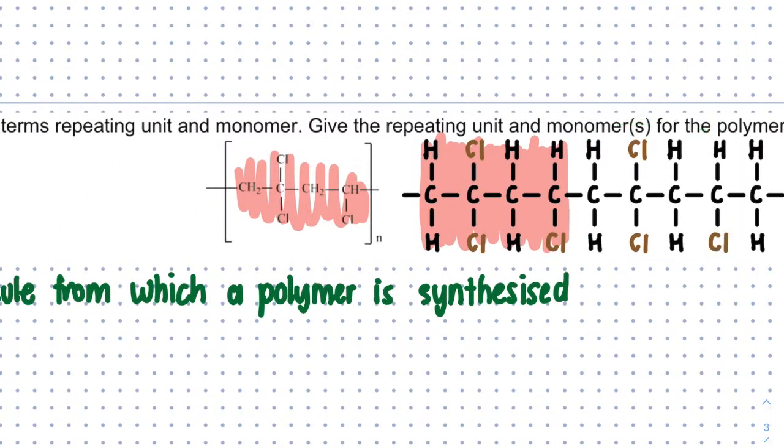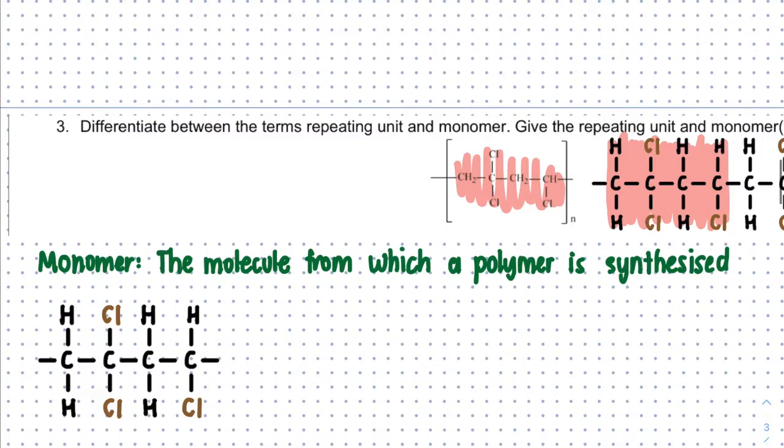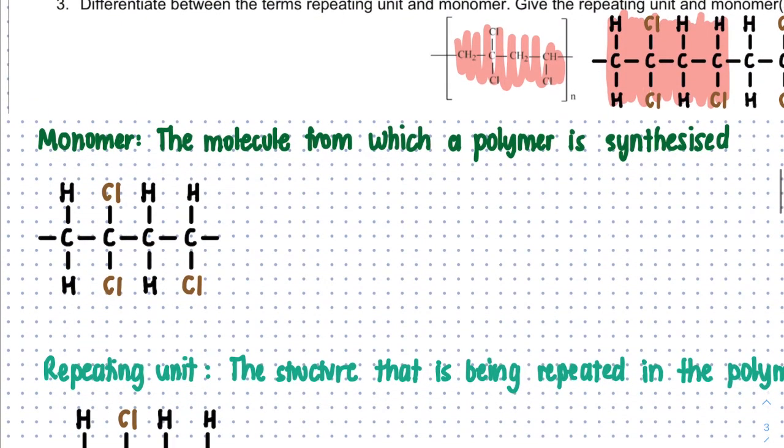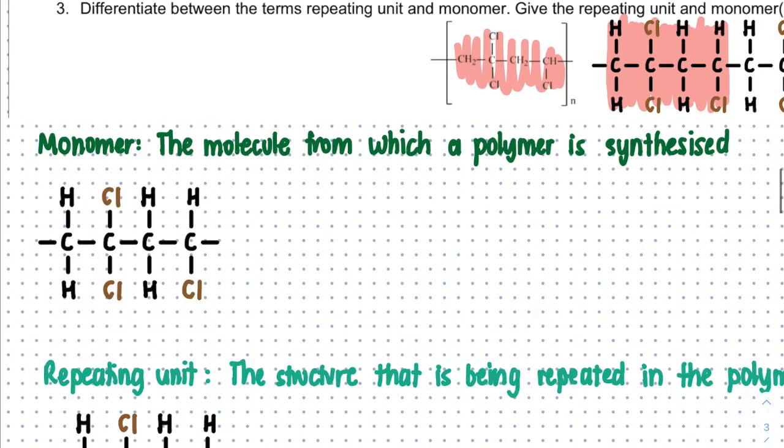Okay, tapi from here, they ask you to differentiate between the term repeating unit and monomer. Okay, so first kita bagi tahu definition dulu. Okay, monomer. Monomer is the molecule from which a polymer is synthesized. So maknanya from this polymer, kita nak tahu what is the monomer. Okay, so macam mana nak tahu?